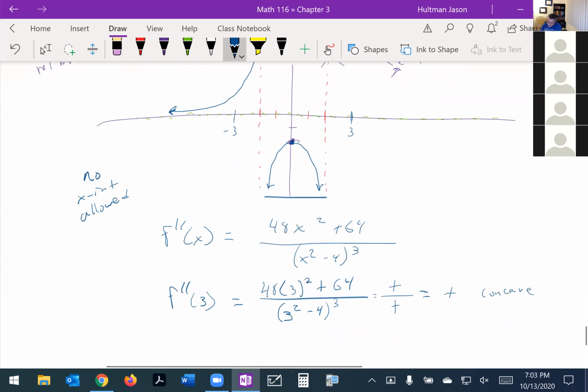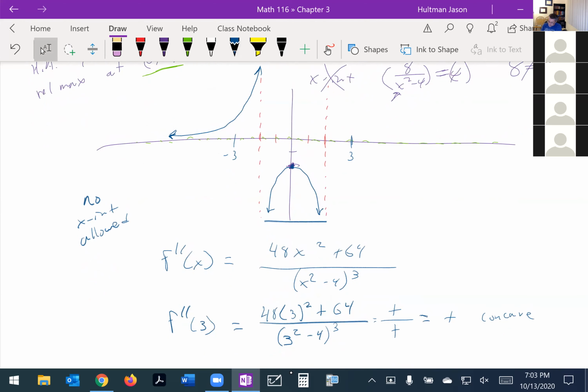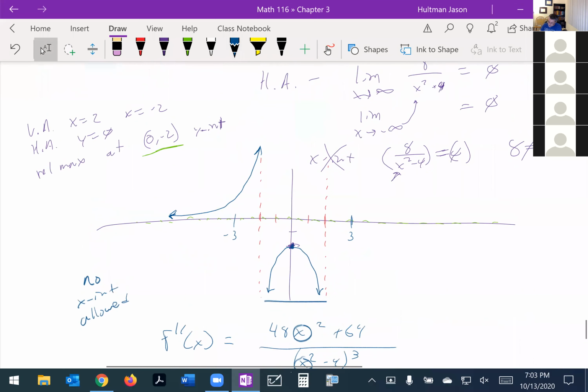Okay, what about at negative 3? Negative 3 is going to be exactly the same thing. I'll show you why, because we're going to get these squareds here. And what's negative 3 times negative 3? Isn't that still positive 9? This is going to be positive 9, and that's going to be positive 9. So it's going to be concave up in both spots. And so what are we going to get? It's going to look like that. Say no x-intercept. Like that. And there's our graph.